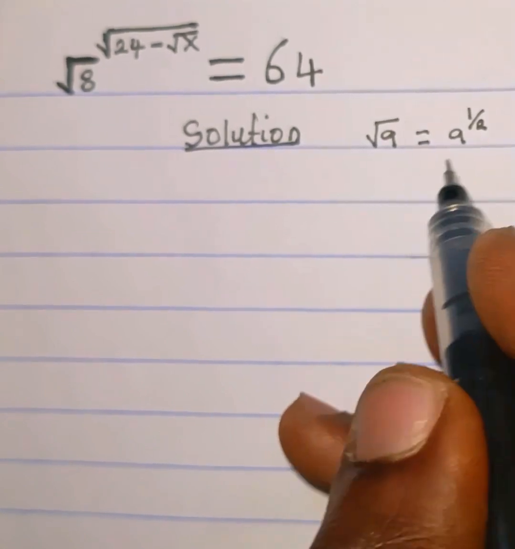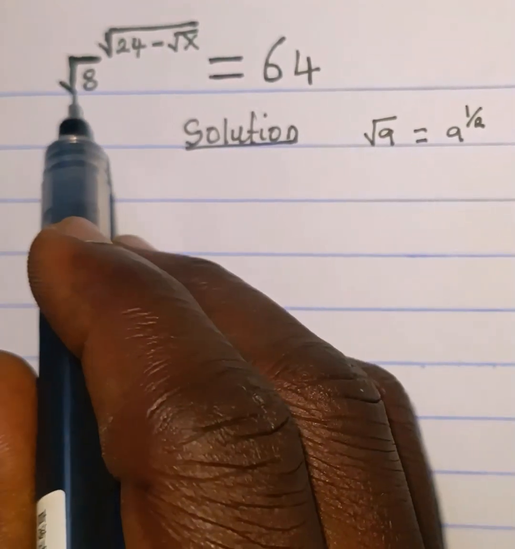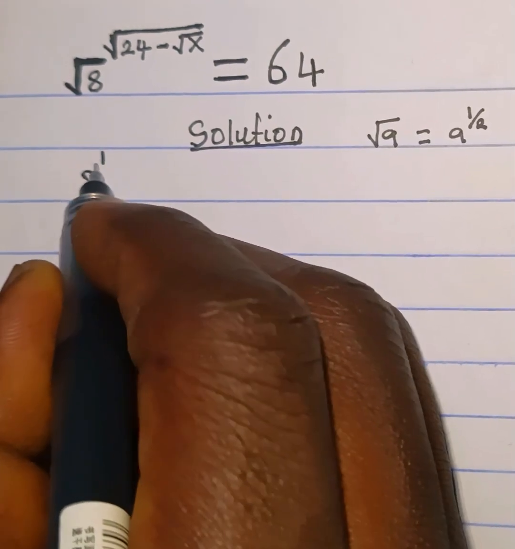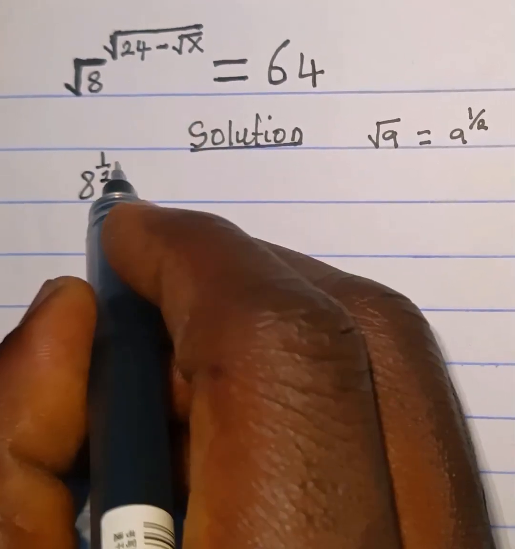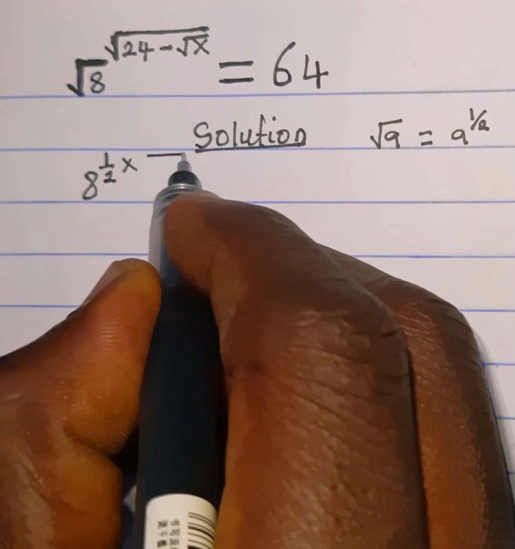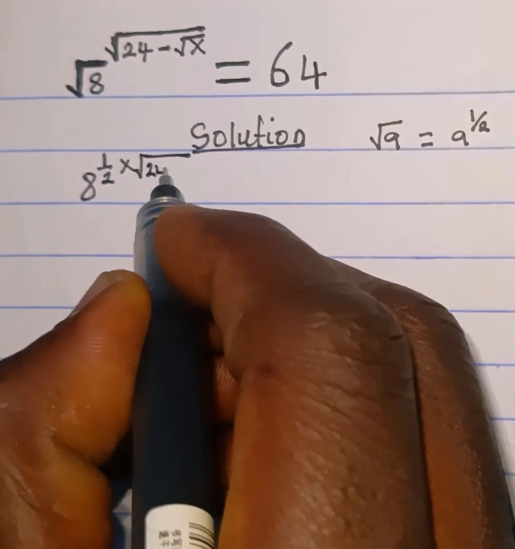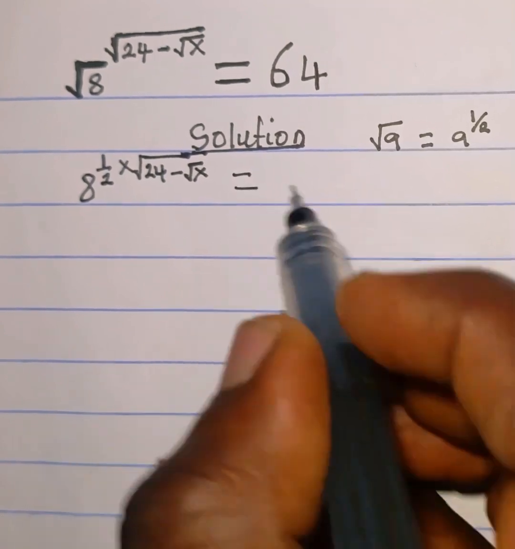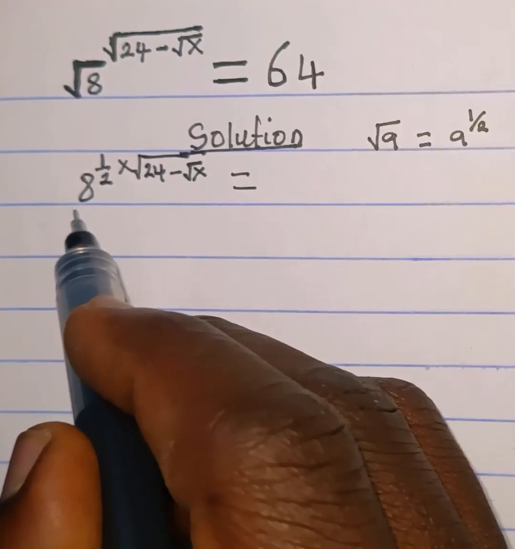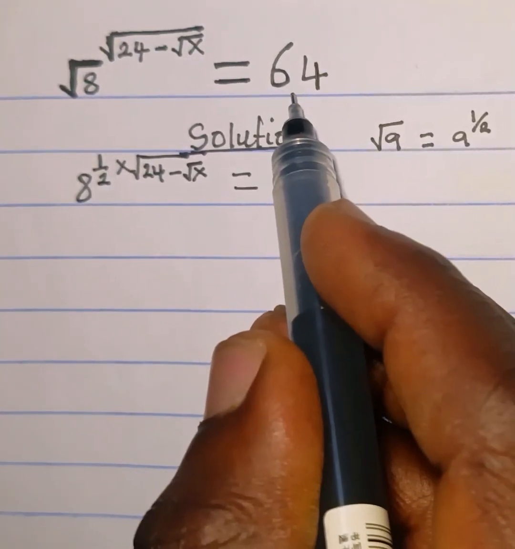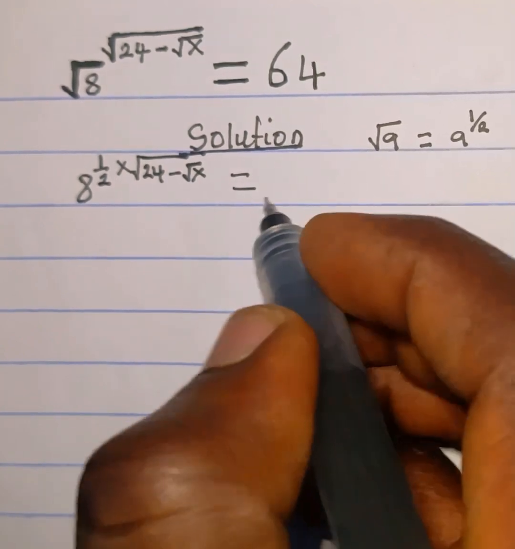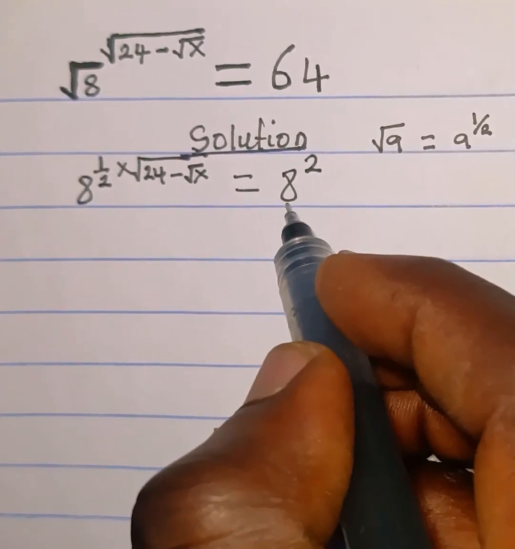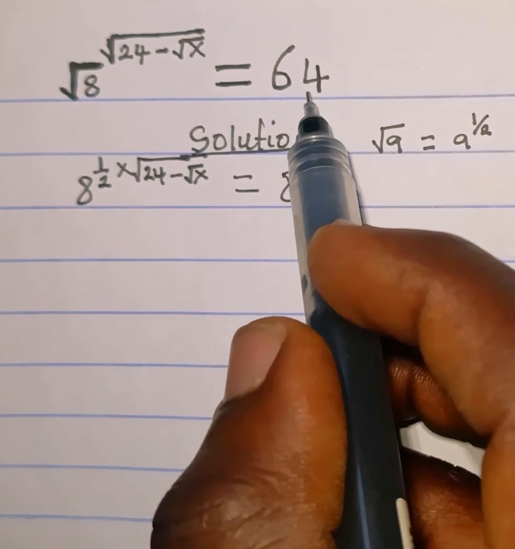So therefore, applying this property, we can write this square root of 8 as 8 raised to the power of 1 over 2, then multiply by the initial power, which is square root of 24 minus square root of x, which is equal to, since we have 8 here as the base, then we can change this 64 in index form to the base of 8, which is going to be what? 8 raised to the power of 2, because when you multiply 8 by 8, it's going to give us 64.